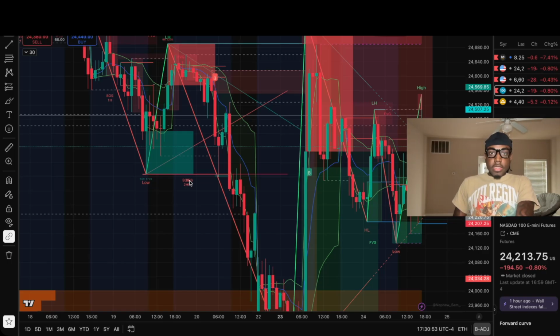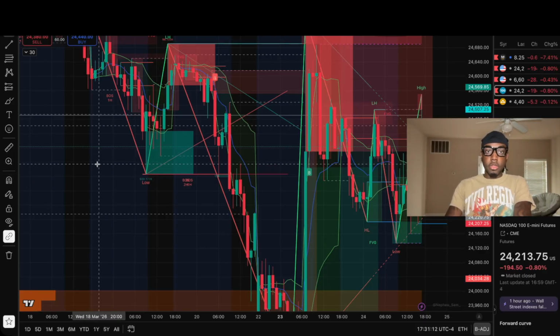But the main thing you want to pay attention to is these higher lows, higher highs, lower lows and lower highs. Those are what I use to trade. I'll wait for one of these, a lower high, a lower low, or something like that, to go off. But I also have alerts set. I'll show y'all how to set up alerts in another video.